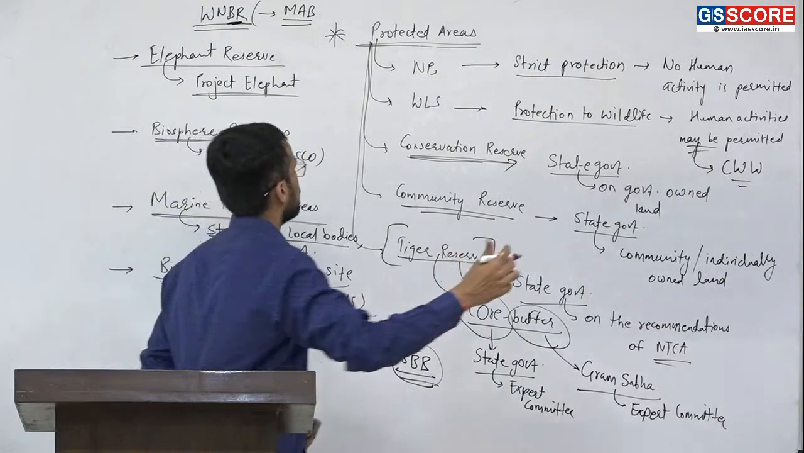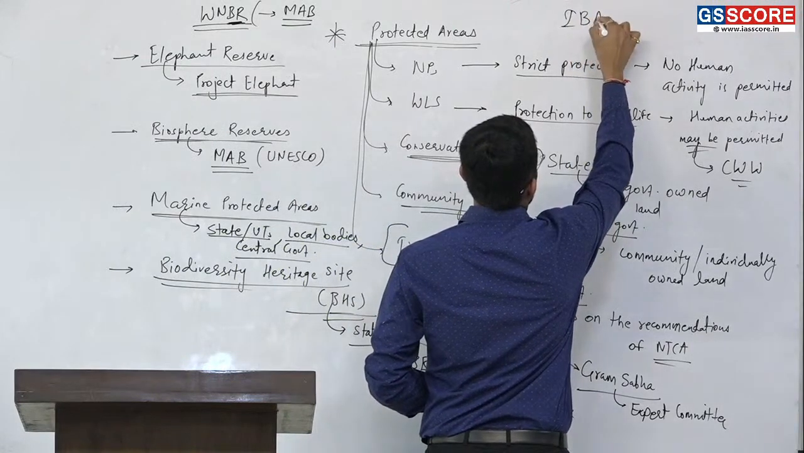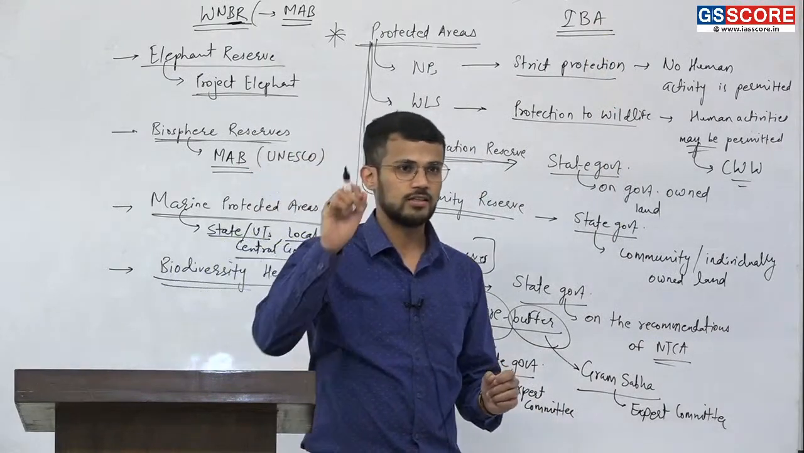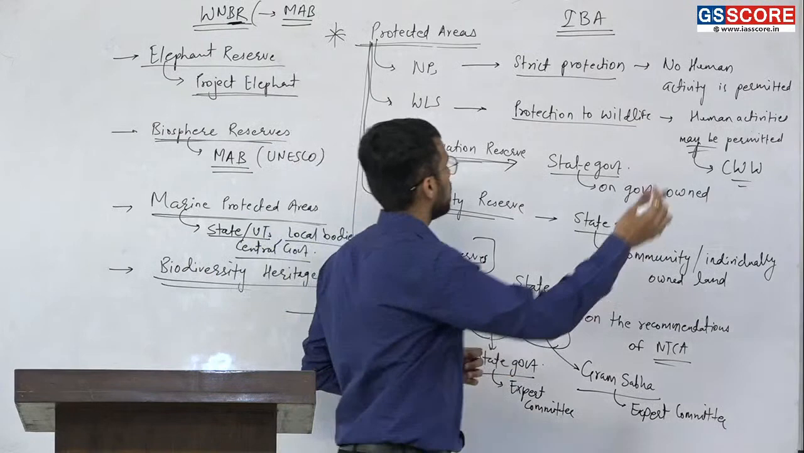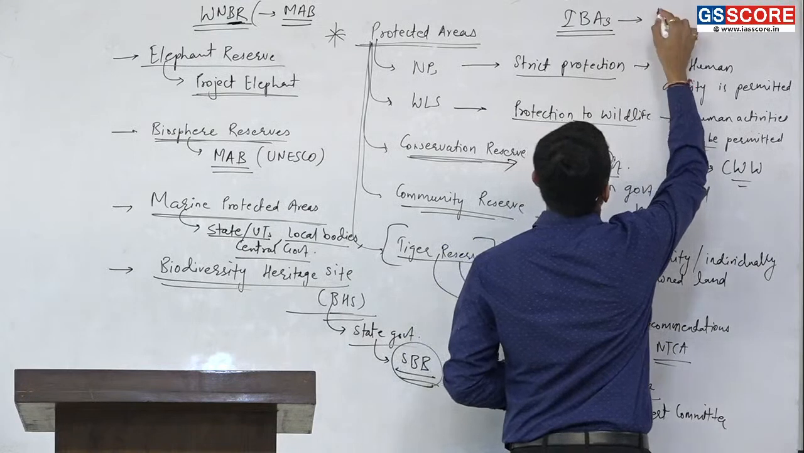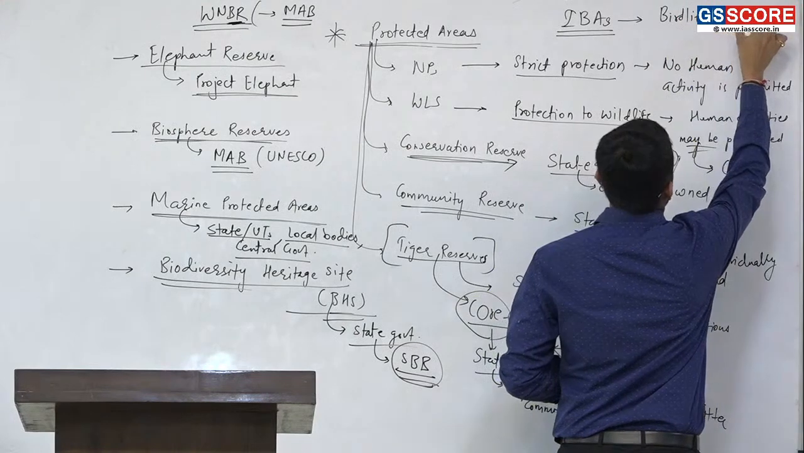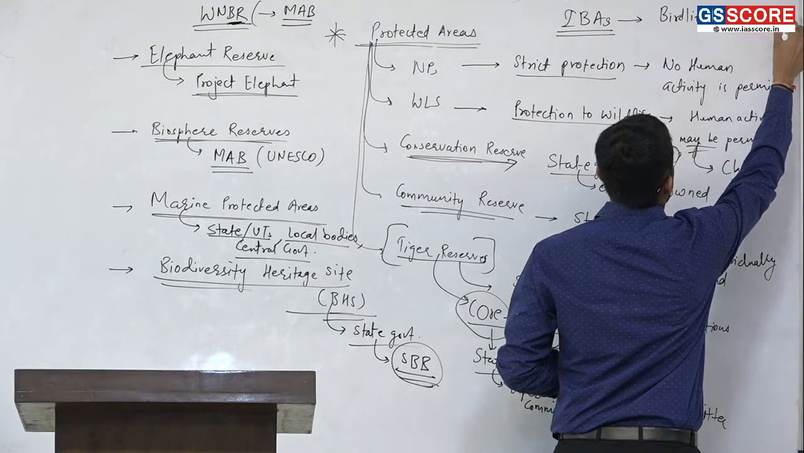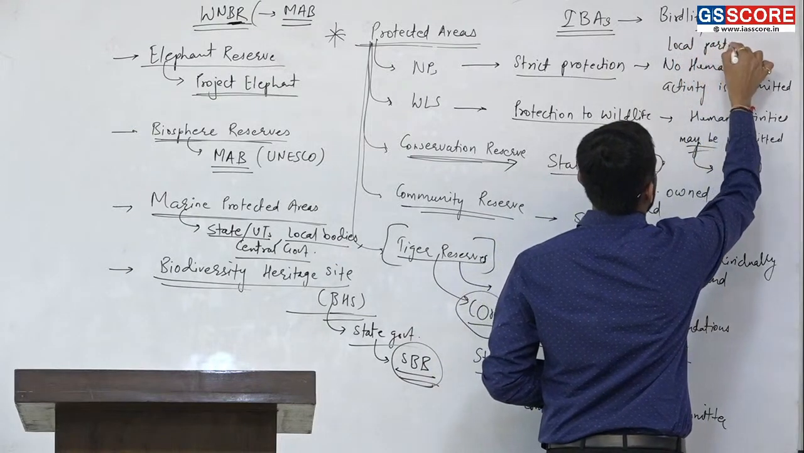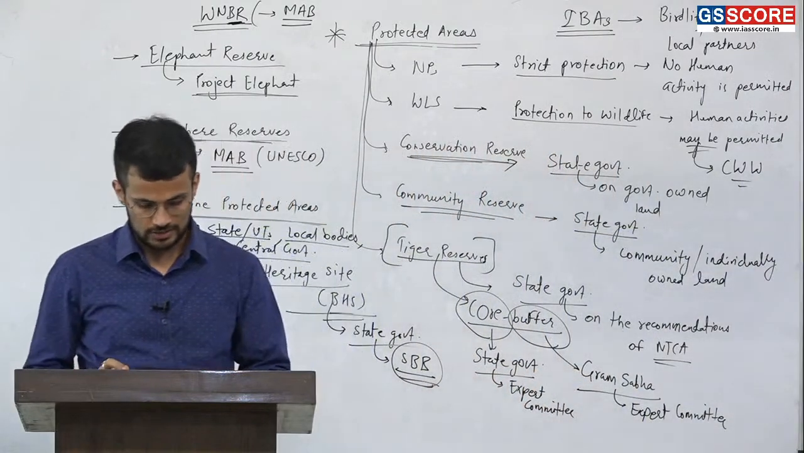One more is there before we proceed. It is not a protected area per se. IBAs, important bird areas, these I think we have discussed yesterday. Important bird areas are created or notified by BirdLife International in association with its local partners or regional partners. IBAs, important bird areas. We have discussed it yesterday.